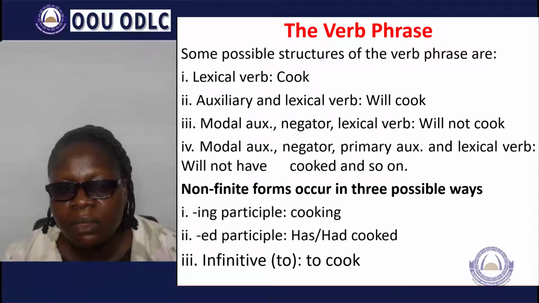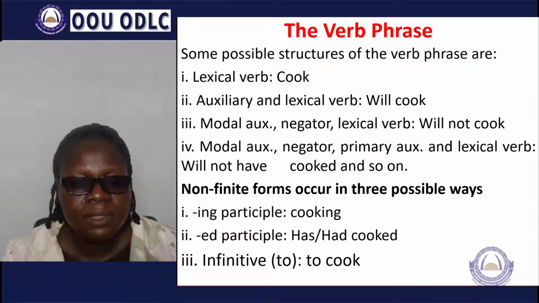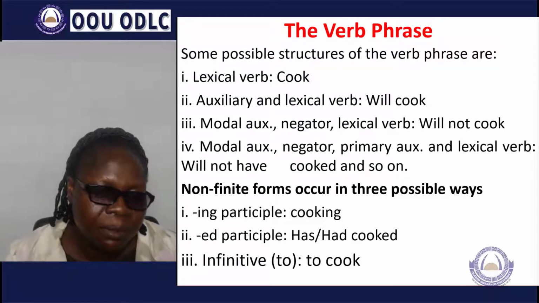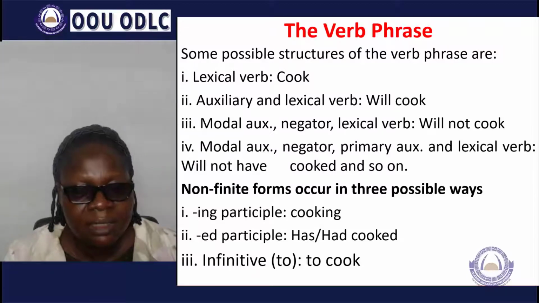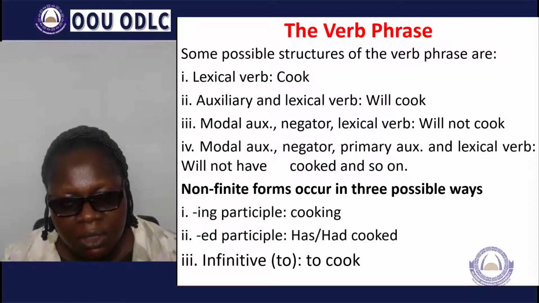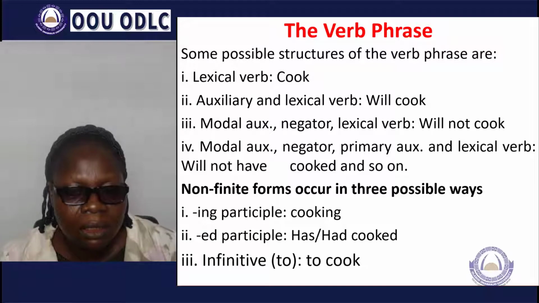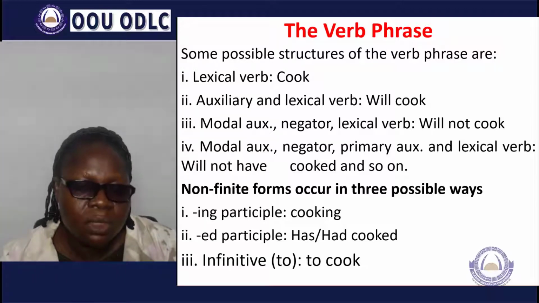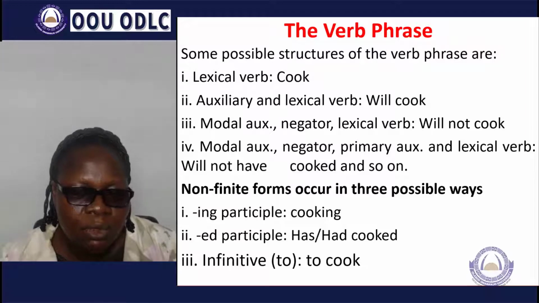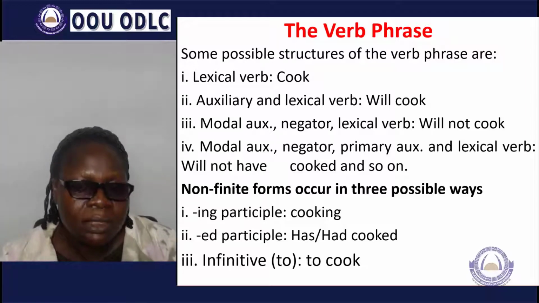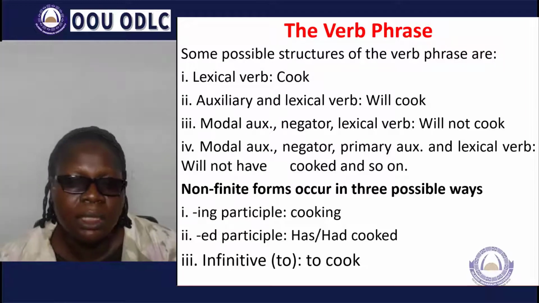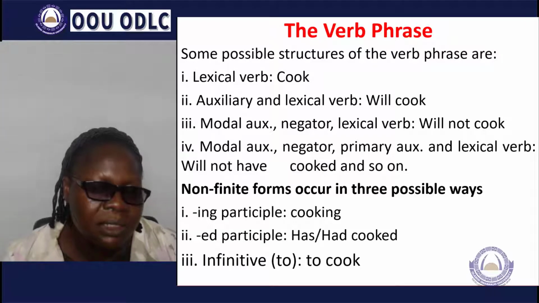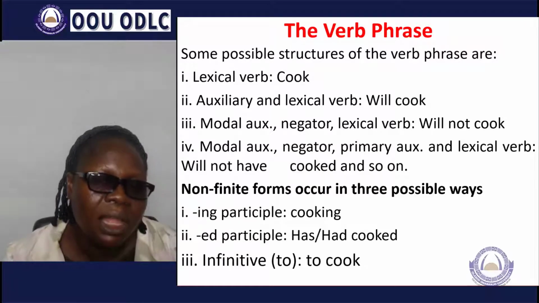Now we have another possible structure. That's number two. That's a structure that has the auxiliary verb, that is the modal auxiliary verb, and the lexical verb. You can see the example on the screen. I will cook this morning. So will cook is what we are taking a look at here. The expression will cook is a verb phrase that contains the modal auxiliary will and a lexical verb cook.